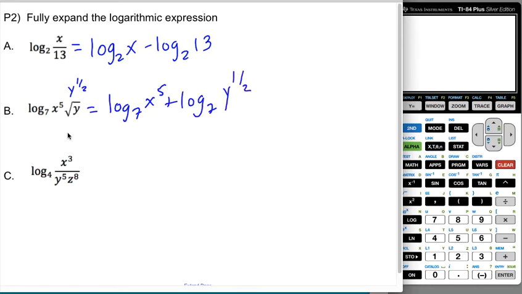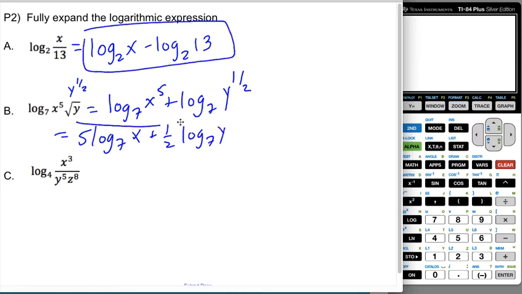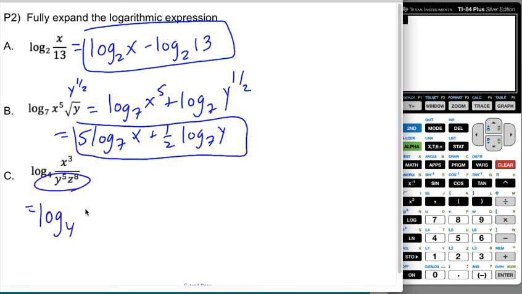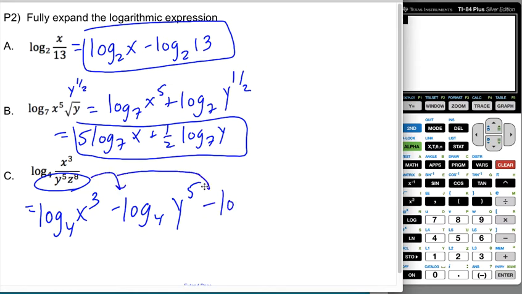I drop the exponents down in front to get my final answer of 5 log base 7 of x plus 1/2 log base 7 of y, right? So that was my answer. For this one, both of these end up on the bottom. So I'm going to get that this is the log base 4 of x cubed minus the log base 4 of y to the 5th minus, so see how they're both negative, right, because they're both on the bottom, log base 4 of z to the 8th. And then I drop all the powers down to the front.